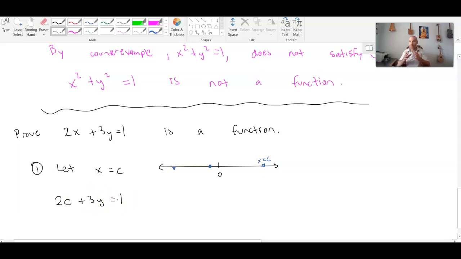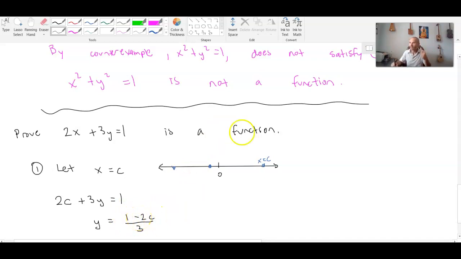Now, what I'm trying to do here is establish that we can find a y. So if I do a little bit of algebra here, I solve for y, I get (1 minus 2c) over 3, and that really concludes or verifies that given a value of x, I can find a corresponding value of y. What's that value going to be? Well, it's going to be the difference between 1 and 2c, and it's going to be 1/3 of that value.